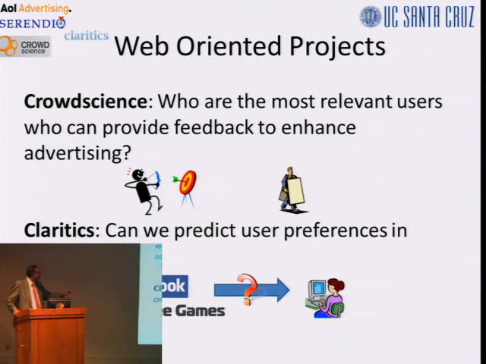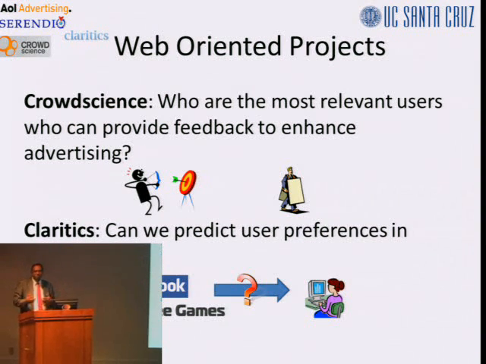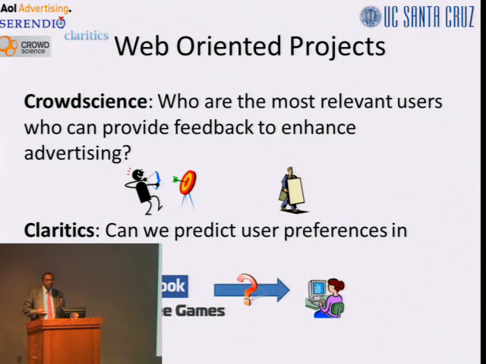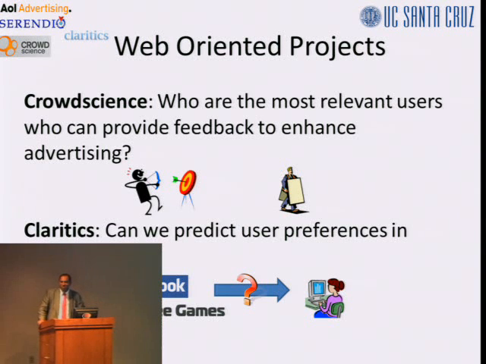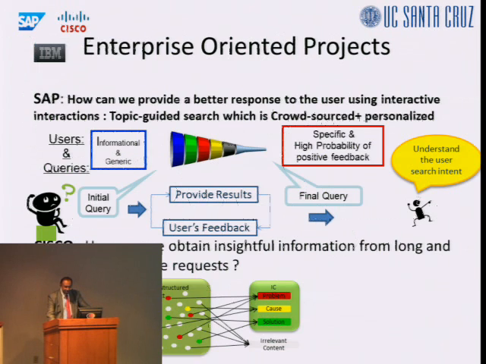So we're beginning to look at what sort of user preferences are there and how do you really optimize campaign effectiveness in social games. Okay, that's on the web end. On the enterprise end, with SAP, we are looking at, think about it, right? You go to a search engine, and I think there are lots of questions about Google. But very often, we aren't very happy with the performance of these search engines, right? Because you keep interacting with the search engine, it keeps giving you all sorts of baloney results.